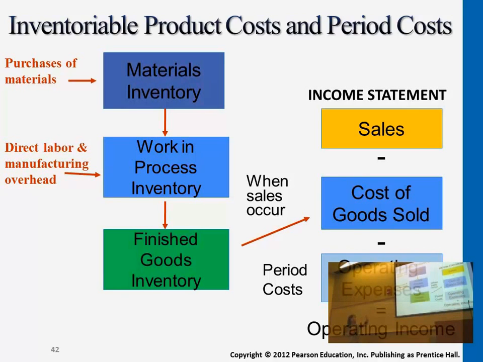Start from materials, calculated materials cost, work in process, actually producing the products, and then calculate what is the value of finished goods. Finished goods, then we sell it to customer, and that becomes cost of goods sold, the amount that we sell to customer.